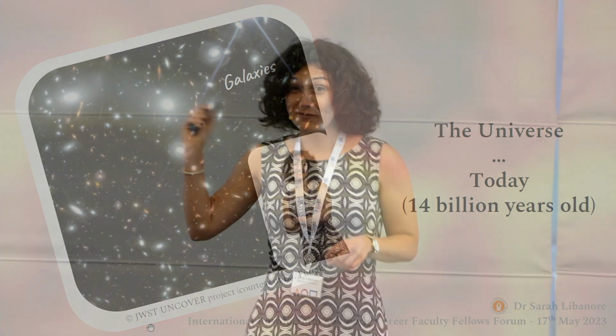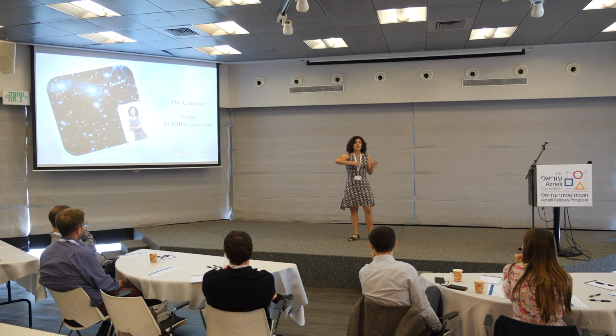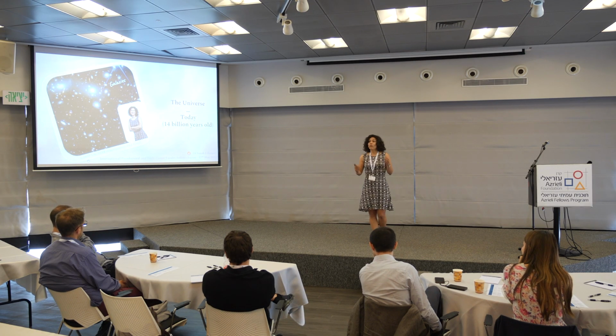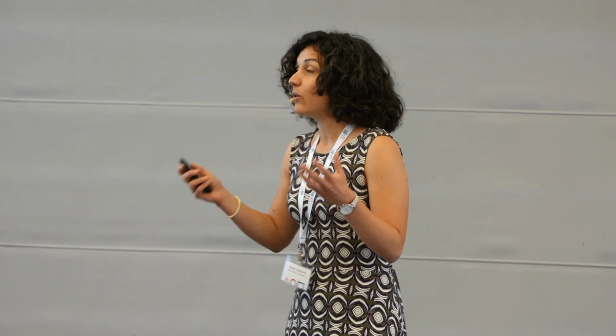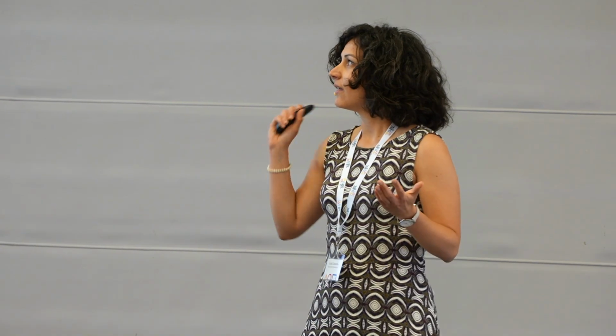So the universe, as we see it, is around 14 billion years old. It's a very old universe. It went through a lot of processes. And one of the main questions is to understand how it was back in time. How was it at the beginning? How was it when it was a child?